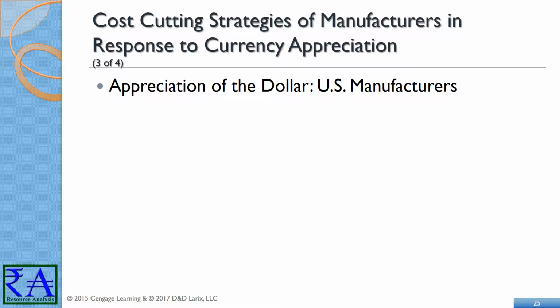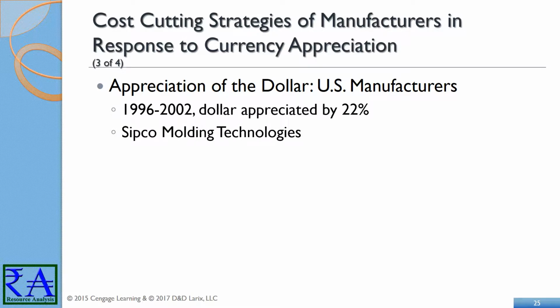Fast forwarding to the end of the last century, the US dollar strengthened against major currencies of Asia and Europe by about 22%. The dollar appreciation against the currencies of our trading partners caused significant foreign price increases for US products overseas. Two example companies given in the textbook show opposing response profiles to the same situation.